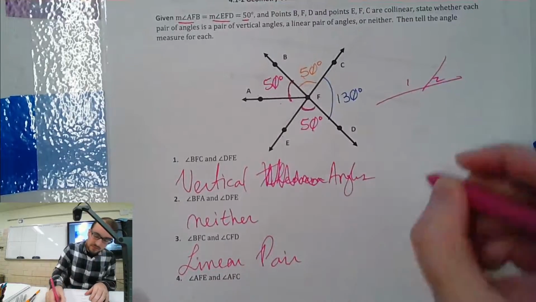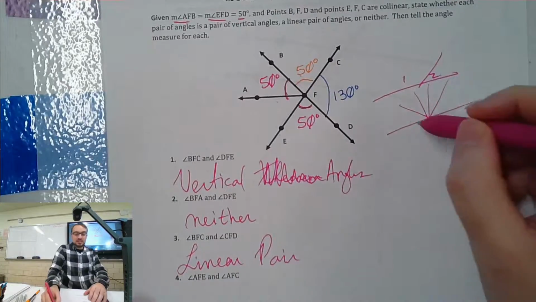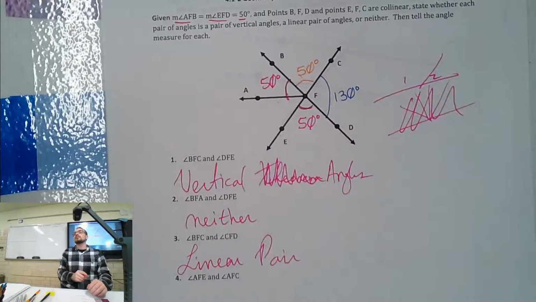Remember, this is an example of collinear angles. They're all collinear. But the magic doesn't happen unless there are only two of them. Linear pair.